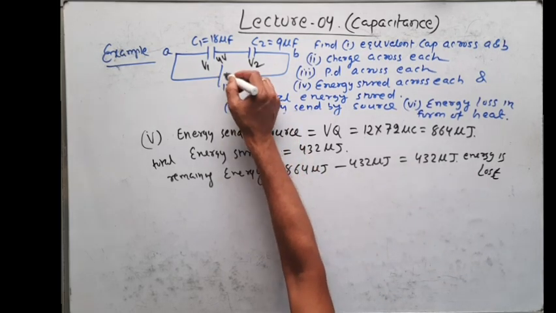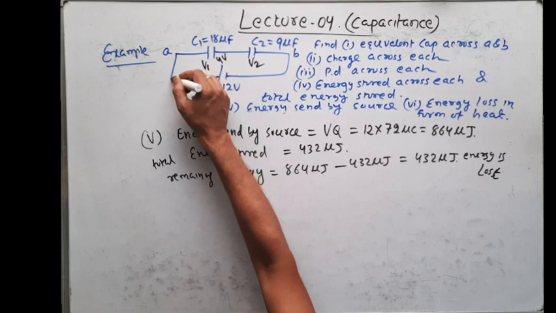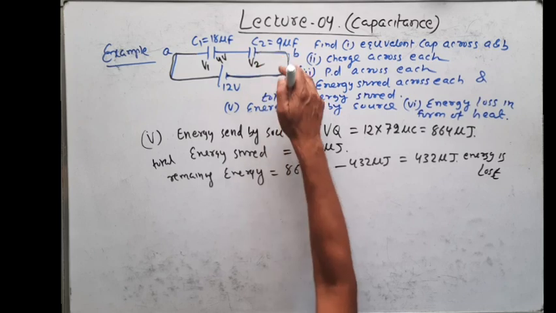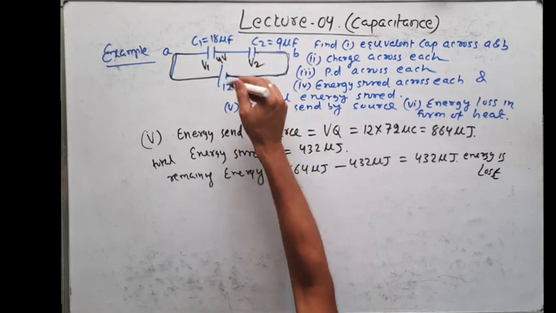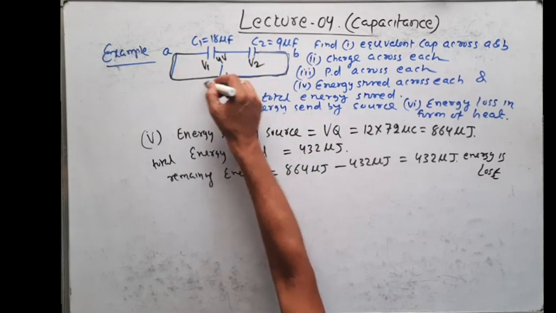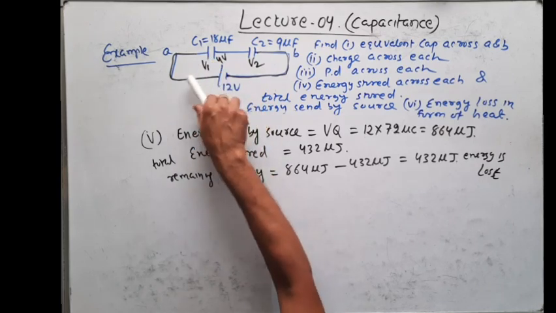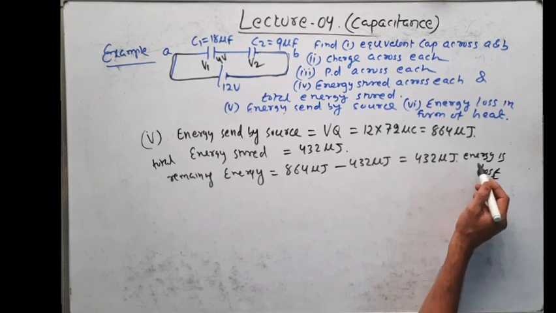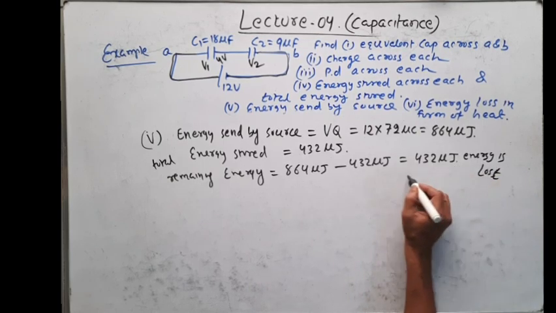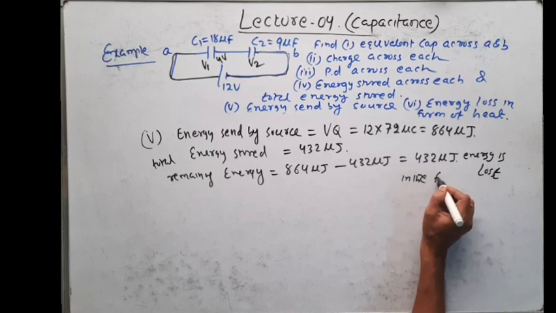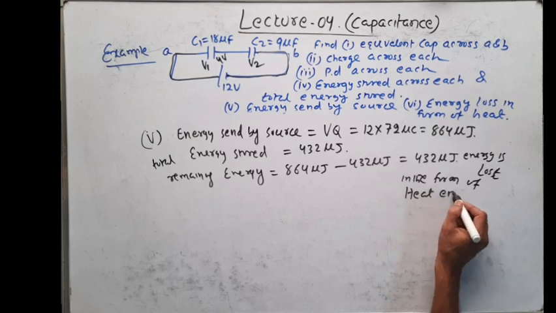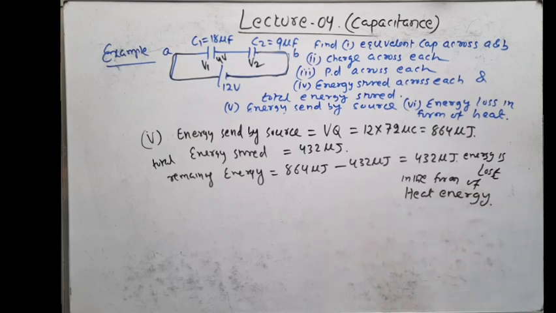You see, this battery is connected through what? Connecting wire. So in this connecting wire, some energy will be lost. That means when charge flows, current is established. During that current, some heat energy is produced according to Joule's law of heating effect. So this amount of energy is lost in the form of heat energy.